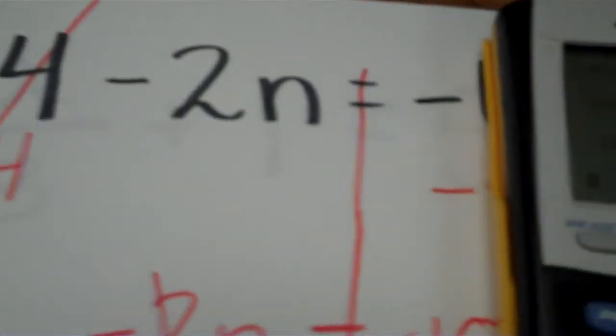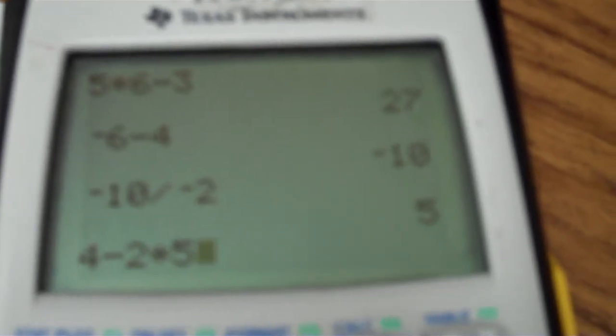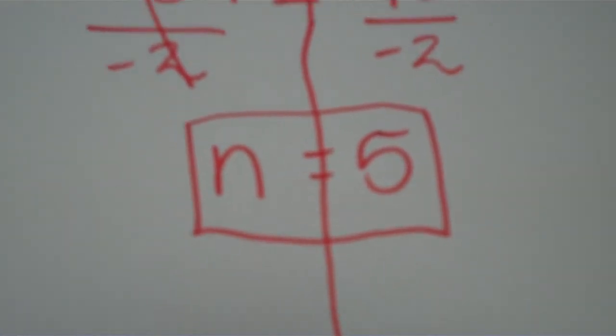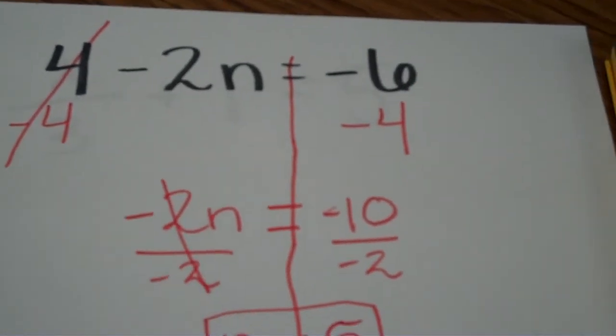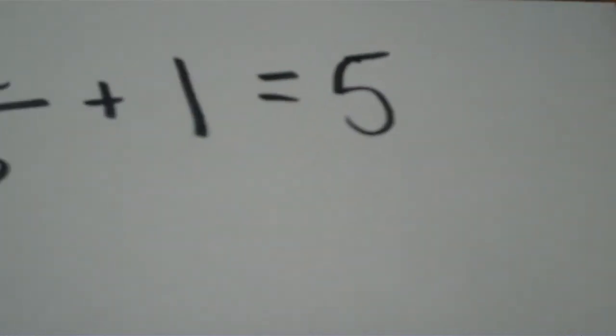All right, let's double check. 4 minus 2 times 5. 4 minus 2, and then we got our answer as 5, right? Is -6, and our answer is -6. So I know it's correct. Okay, so this whole process we're going to get used to. We have one last example, then we're done, and it's going to look a little different.